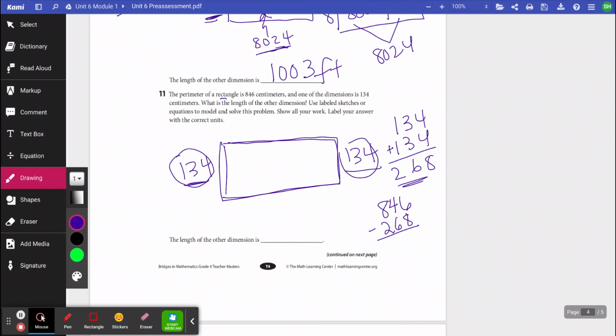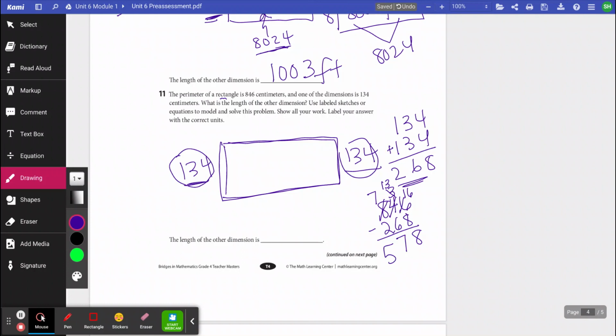And I do have to borrow. I cannot do 6 take away 8. So I have to borrow from over here, and that turns into a 16. That turns into a 3. So I can do 16 take away 8 is 8. But now I have 3 take away 6, which I cannot do. So I have to borrow again, turn that into a 7, turn this into a 13. 13 take away 6 is 7. 7 take away 2 is 5. So I have 578 left.